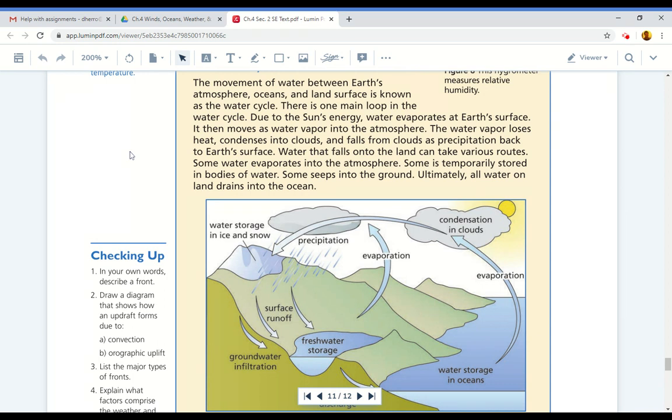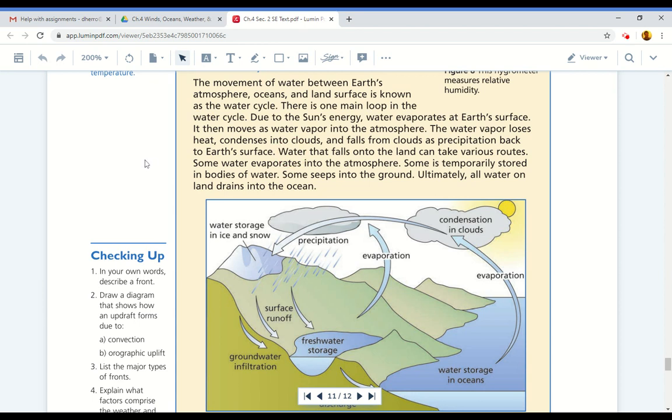The movement of water between Earth's atmosphere, oceans, and land surface is known as the water cycle. There is one main loop in the water cycle. Due to the sun's energy, water evaporates at Earth's surface. It then moves as water vapor into the atmosphere. The water vapor loses heat, condenses into clouds, and falls from clouds as precipitation back to the Earth's surface.